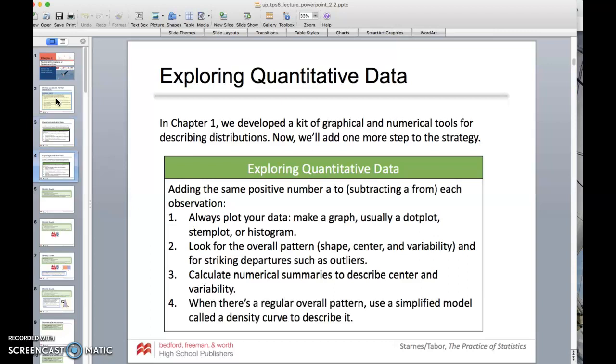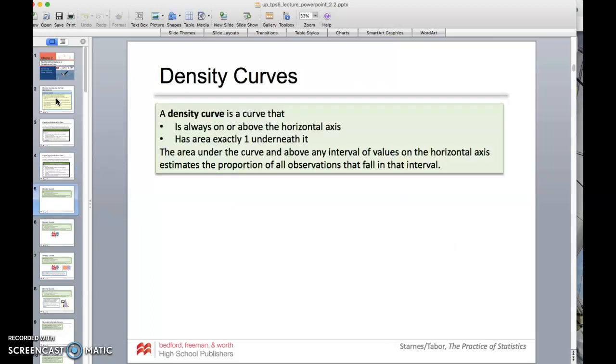And then the next thing is when there's a regular overall pattern, we're going to use a simplified model called a density curve to describe it. Now, a density curve is always on or above the horizontal axis, and always has an area of exactly 1. And the area under the curve and above any interval of values on the axis estimates the proportion of all observations that fall in that interval.